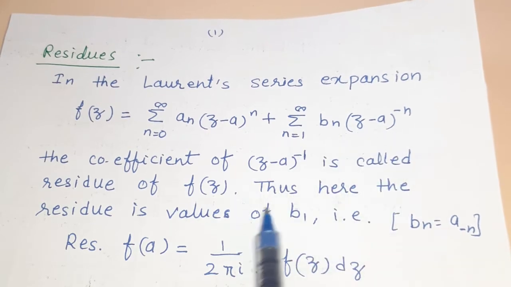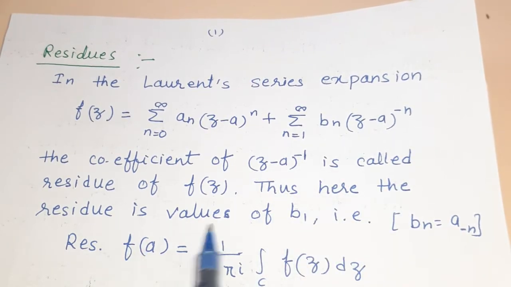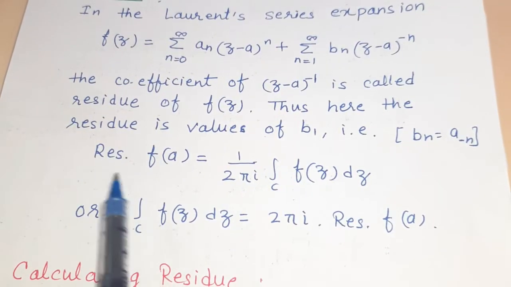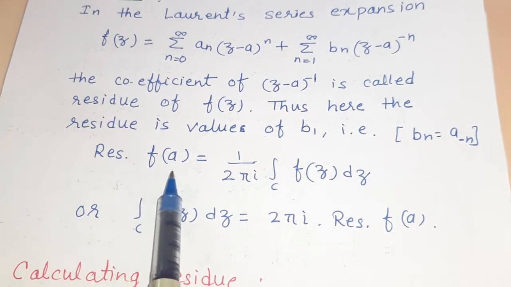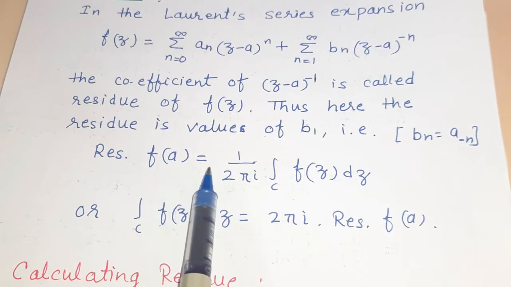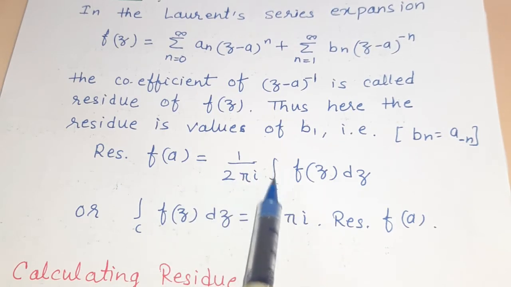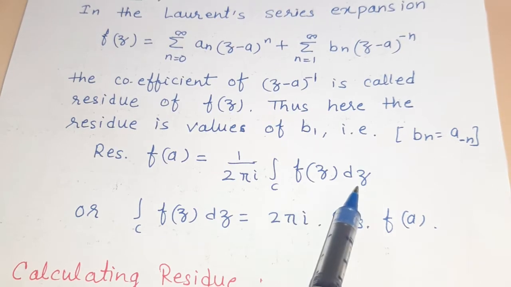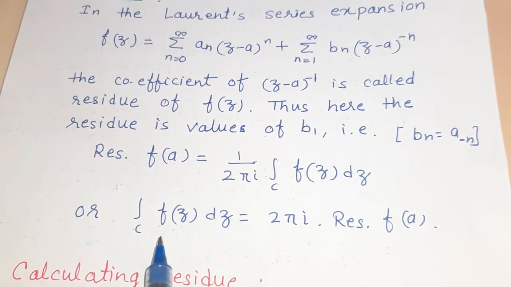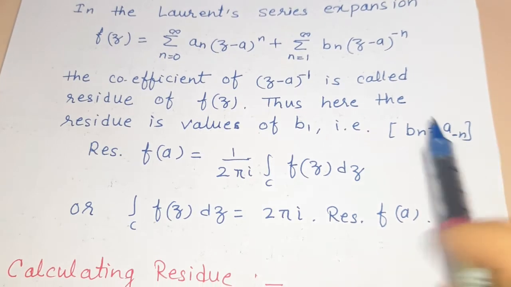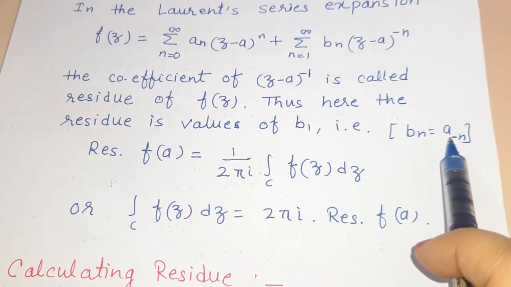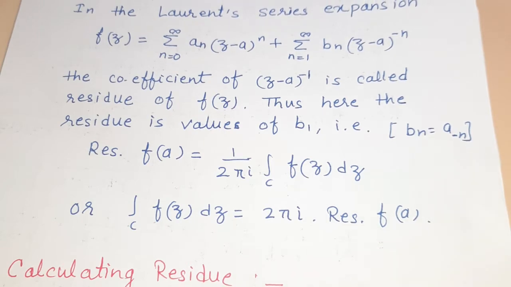So here the residue is the value of b_1, and the value of b_1 is actually the residue of f at a. That means b_1 is equal to 1 by 2 pi i times the integral over c of f(z) dz. This relation can be written in this form also: the integral over c of f(z) dz is equal to 2 pi i into the residue of f at a. And we should take care that b_n is nothing but equal to a_(-n).